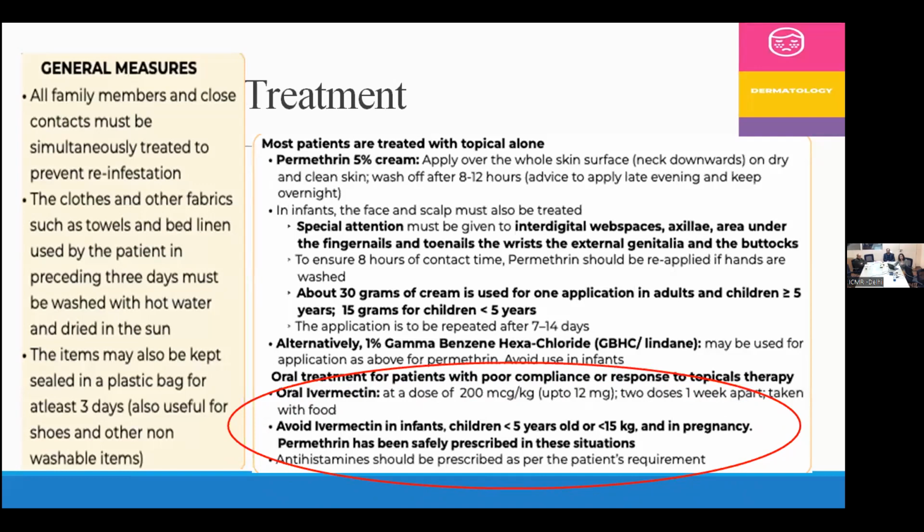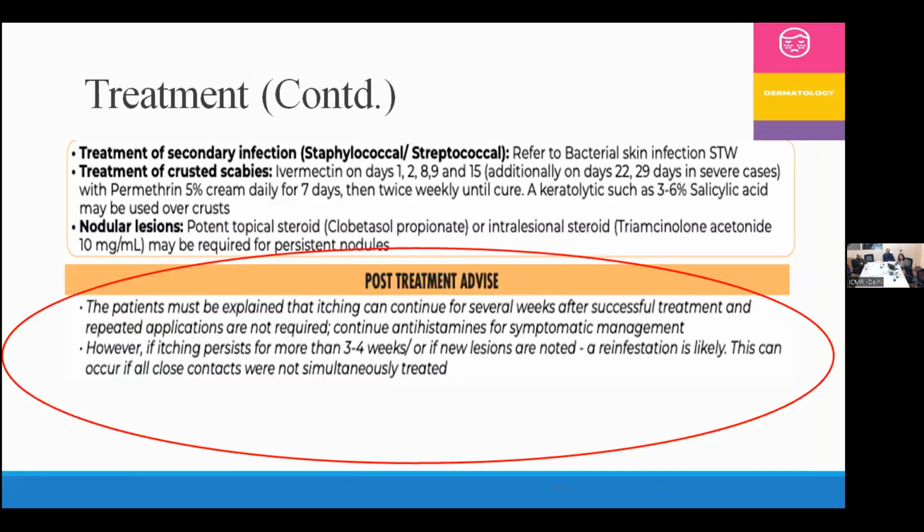Then oral treatment, we wanted to emphasize that sometimes MBBS people come to know about ivermectin, and they tend to over-prescribe it because it's simpler. So what are the indications? Poor compliance or no response to topical. What is the dose? When it should not be given? Avoid in infants, children less than 5 or less than 15 kgs, and in pregnancy.